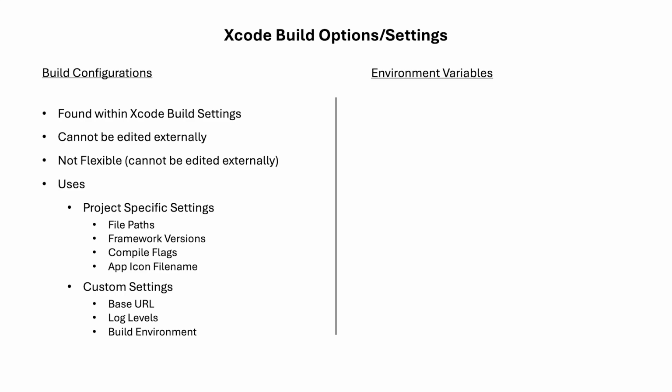So build configurations, they're found within Xcode. These also include all of your project's other build settings and build configurations, things like setting what architecture should and should not be built, your app icons, your bundle identifiers, pretty much all of that is also included in your build configurations. The difference being, you can also add custom build settings to these as well.